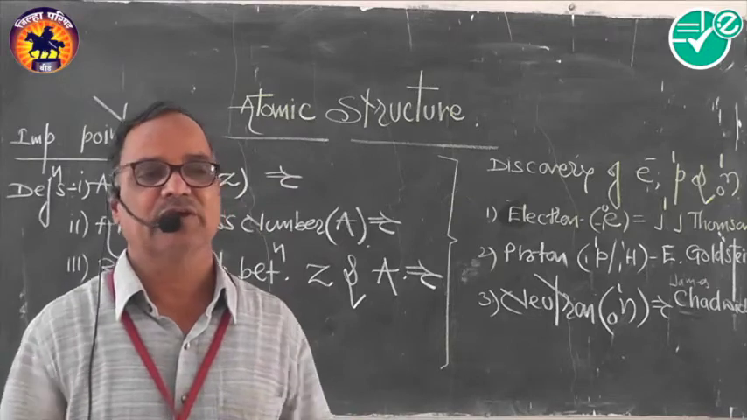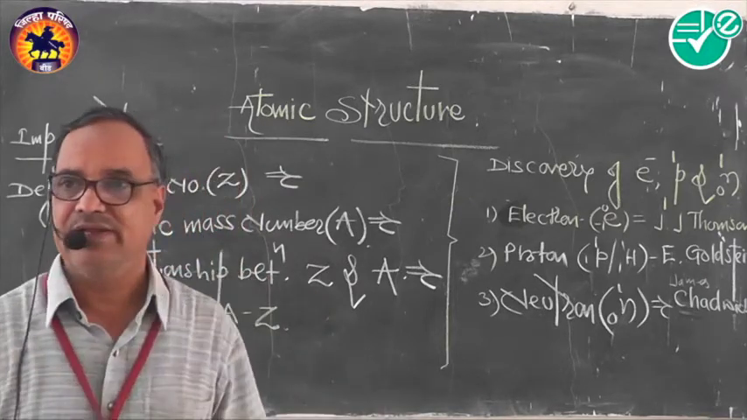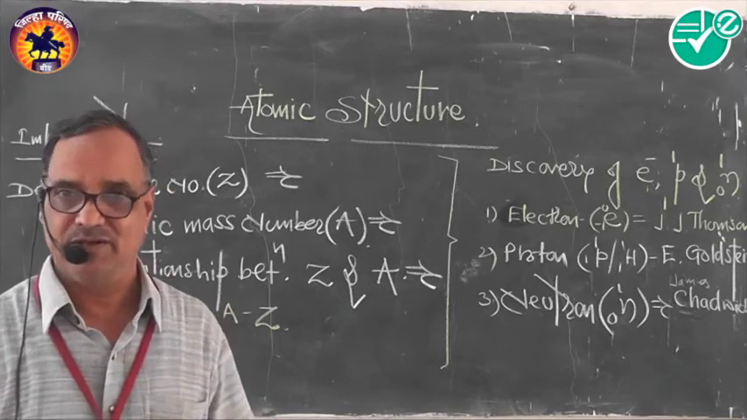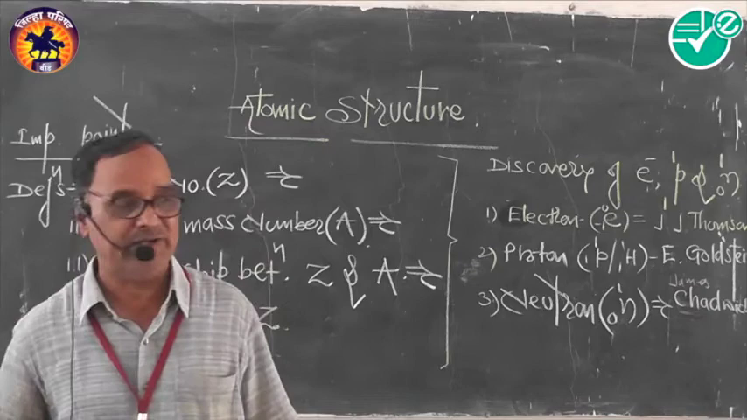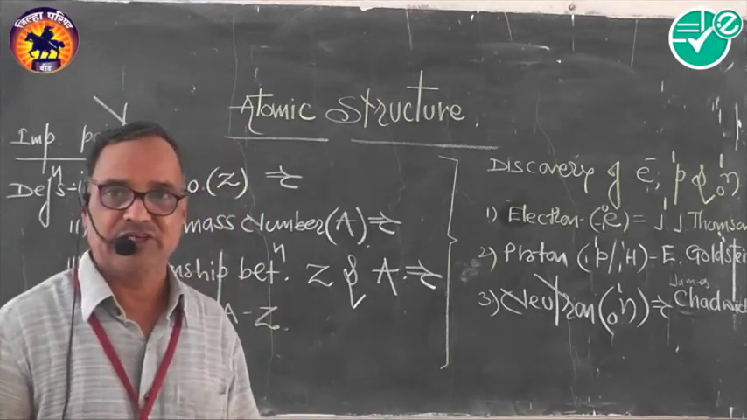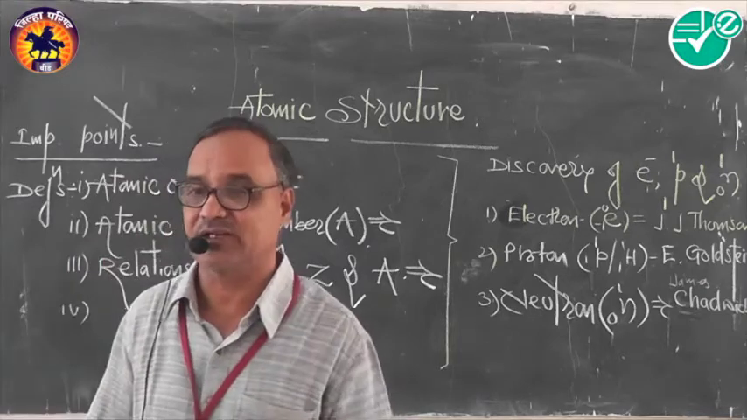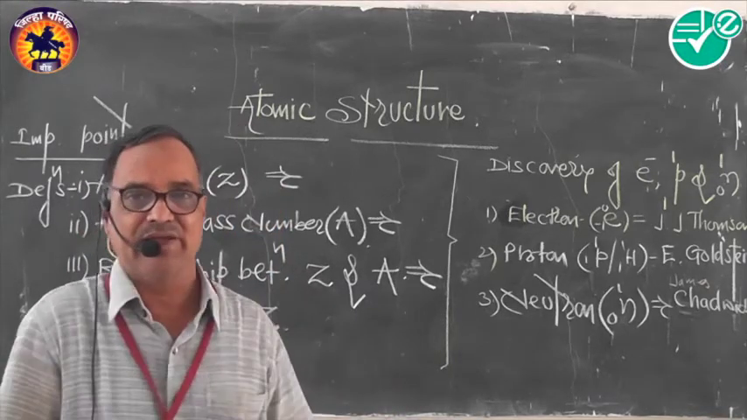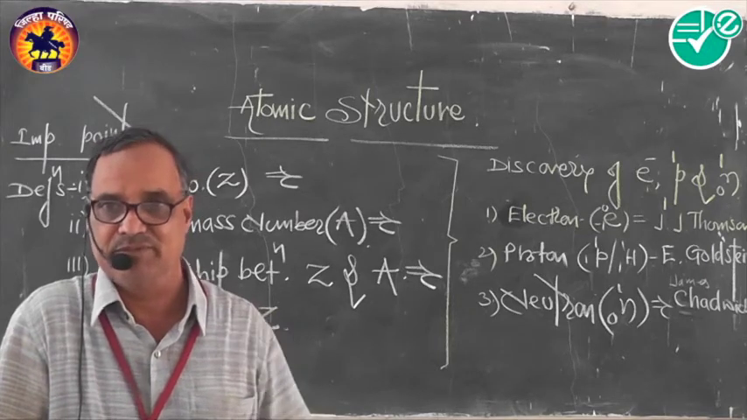So this topic totally depends upon the 118 elements in the periodic table. The periodic table, which contains 118 elements, explains all these facts like atomic number, atomic mass number, and relationship between atomic mass number and atomic number.